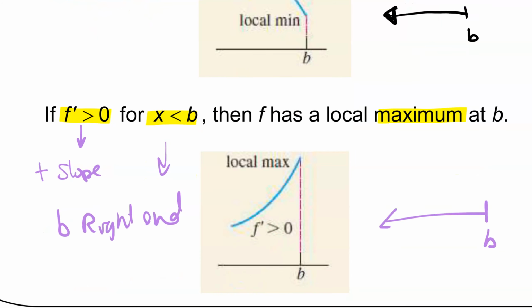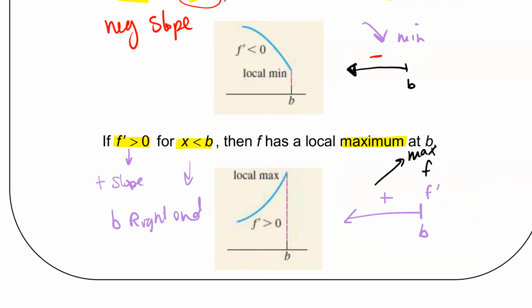So here's my right endpoint, b. And we said the slope is positive, which means it's going to be going up, right? My actual graph is going to be going up. This means it's going to be a max. Did I say that backwards? I don't think so. Okay, cool.